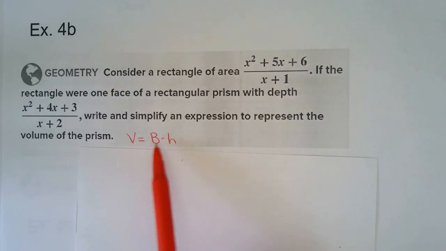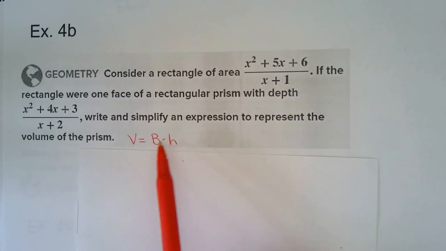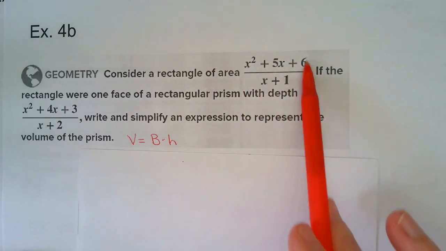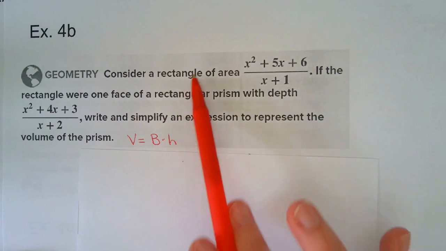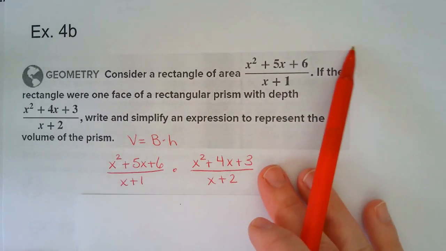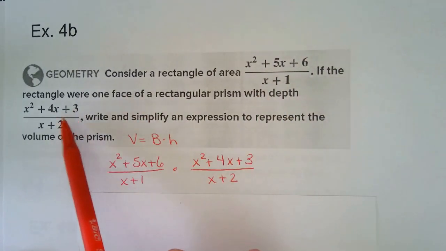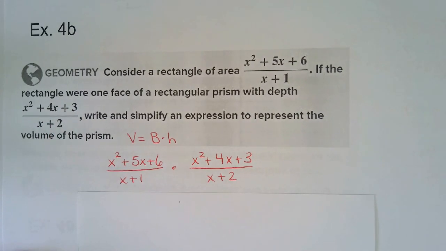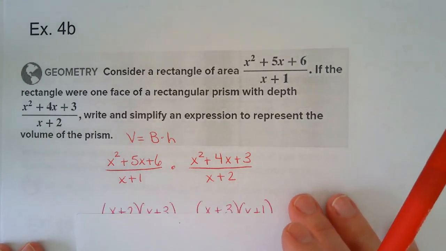Now, I went ahead and gave you the formula for the volume of a prism. You're doing area of the base times the height. Fortunately for you, they went ahead and gave you the area of the base because it's a rectangle. So you are just multiplying this times the depth, which is just your height. Okay, so this is just a multiplication problem.